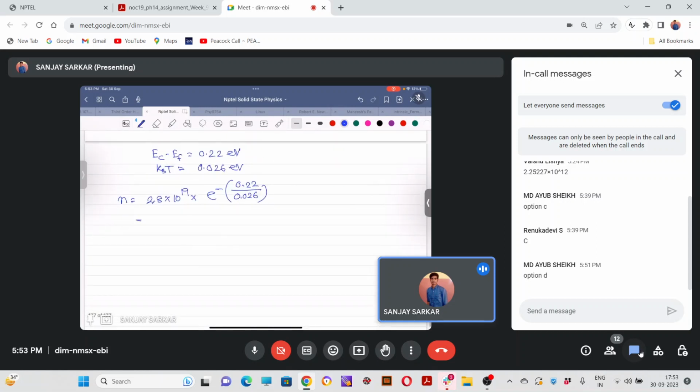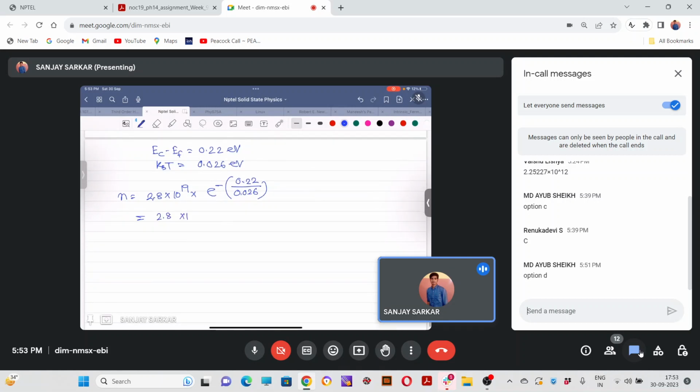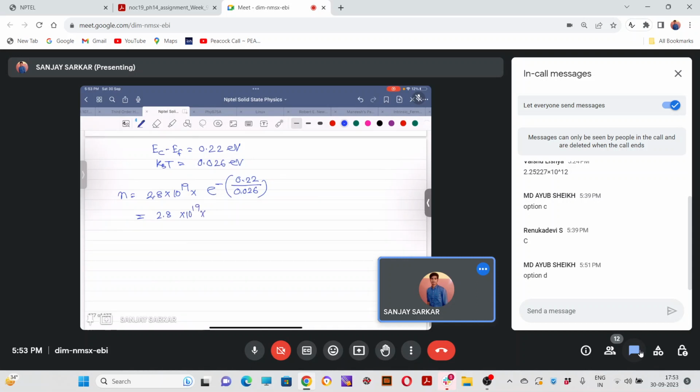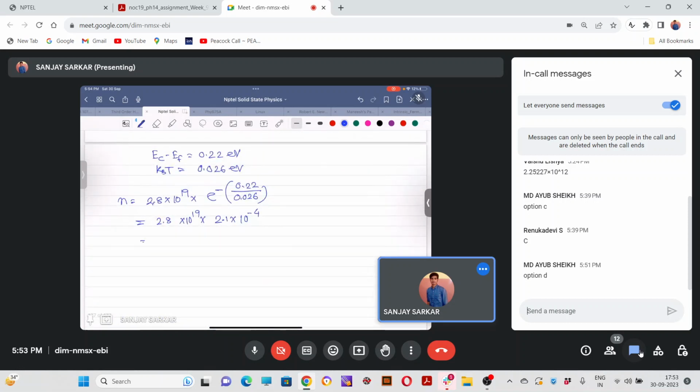So upon calculating this, you will get 2.8 into 10 to the power 19 into this value, which is 2.1 into 10 to the power minus 4. So 2.8 into 2.1 is 5.88. So this is 5.88 into 10 to the power 15 centimeter cubed.